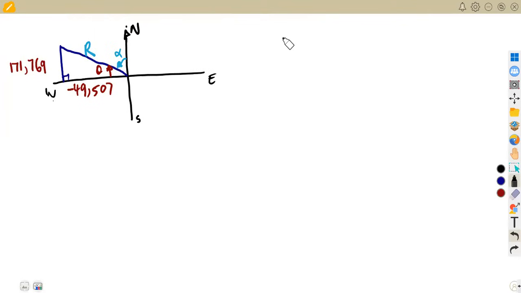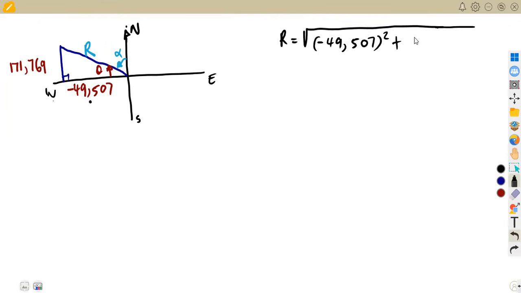All right, so now our resultant, this one is one and the same as that part. It was not affected. So it's going to be the square root of the horizontal squared, which is negative 49.507 squared, plus the vertical component, which is 171.769 squared. That is going to give us the resultant, which is the velocity, 178.761 kilometers per hour. Okay, so that's our velocity.